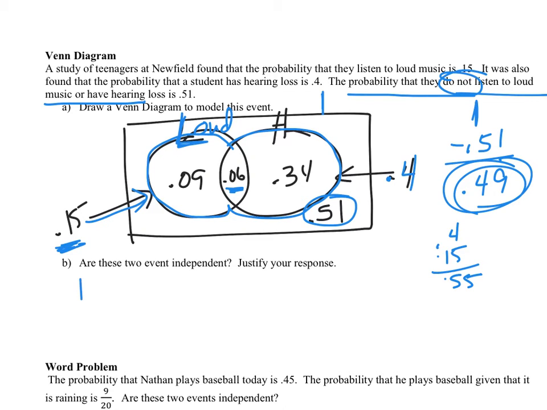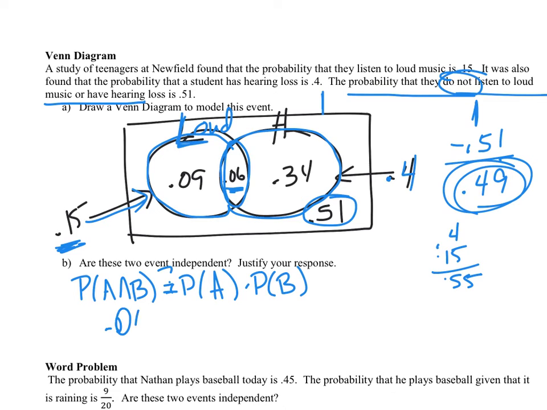Okay, the easiest one to do here would be probability of A and B is the probability of A times the probability of B. So we have to try and prove that. So probability of A and B, remember that's the overlap. It's equal to the probability of A, which was 0.15, the original, times the probability of B, or L and H, whatever. So 0.06 equals 0.06. That works. So these are independent.